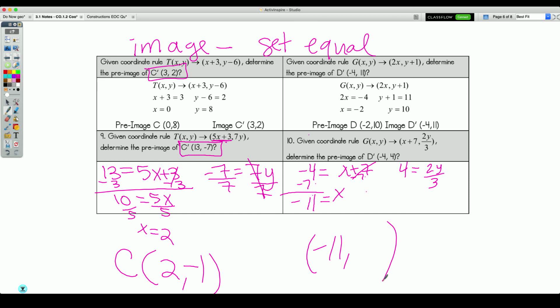Looking for my y value. So I have a 3 on the denominator. How do I cancel that 3? Multiply it. Very good. I'm going to multiply each side by 3. Those cross out. I'm left with 2y equals 12. And last step, divide by 2. So y equals 6. So my original point would be named just point D, without a prime, right? We're looking for the pre-image there.